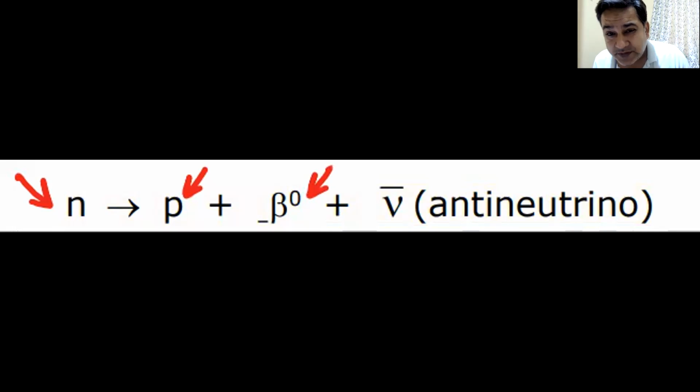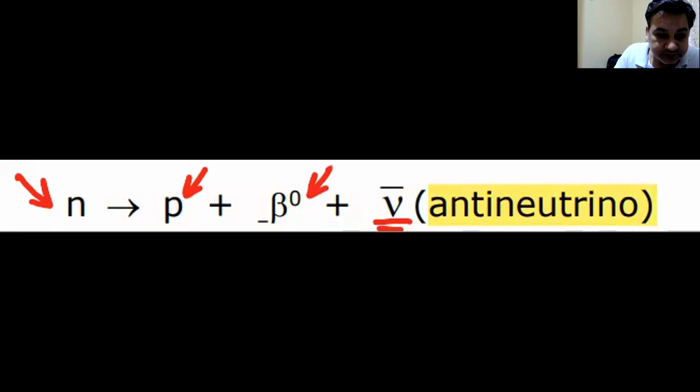And it also emits one new particle. This new particle is written like this, and it is known as the anti-neutrino. So this is the equation that you have to remember for negative beta decay. Do we understand this? Yes, sir. Okay, have you written this equation?